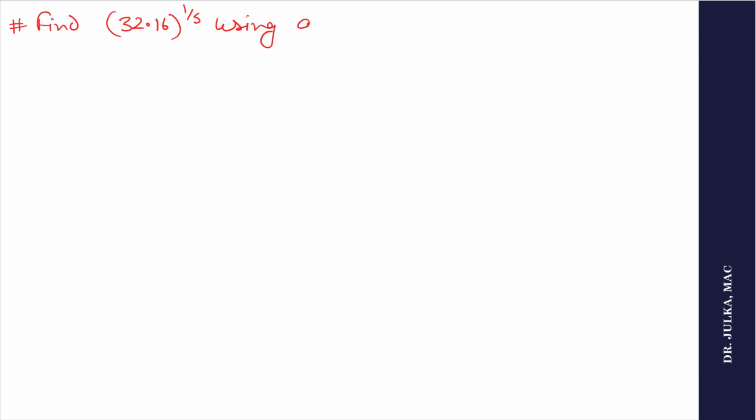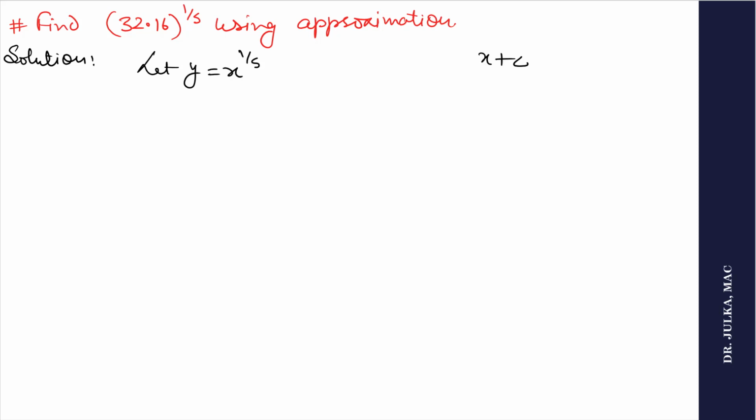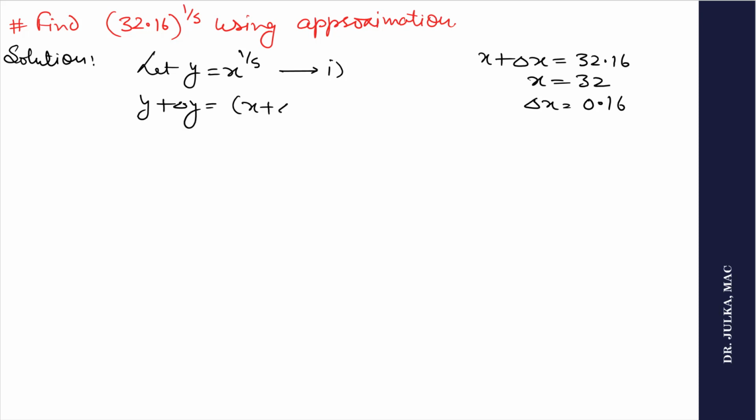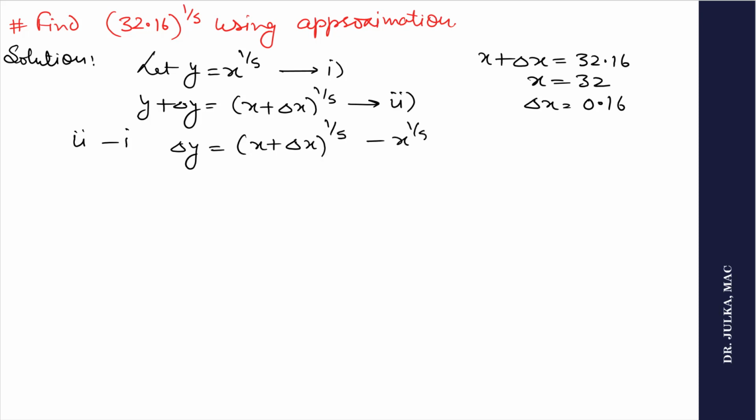Next example. Find the fifth root of 32.16 using approximation. Let y equals x raised to the power 1 by 5. We can calculate the fifth root of 32 straight away. First we assume x plus delta x equals 32.16 and we'll take x as 32 and the remaining delta x is 0.16. Increase x by delta x and y by delta y and we'll get y plus delta y equals x plus delta x whole raised to the power 1 by 5. Subtract first from second and we will get delta y equals x plus delta x whole raised to the power 1 by 5 minus x raised to the power 1 by 5.